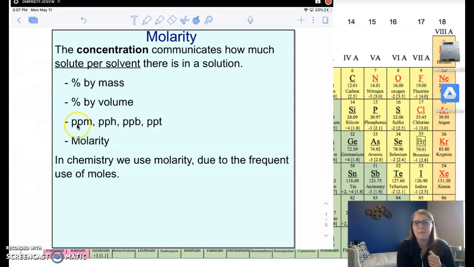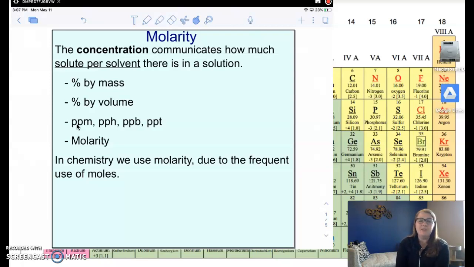You might have seen something like parts per million or parts per hundred, parts per billion. That's talking about like really, really small concentrations. So if something's like 2 parts per million, that means if you took 1,000,000 parts of the solution, 2 of them would be the object of interest. In this class and in chemistry, the one that we by far use the most often is molarity.